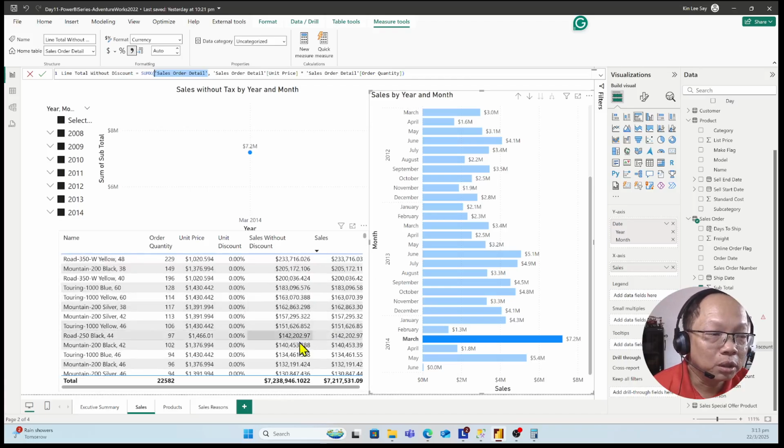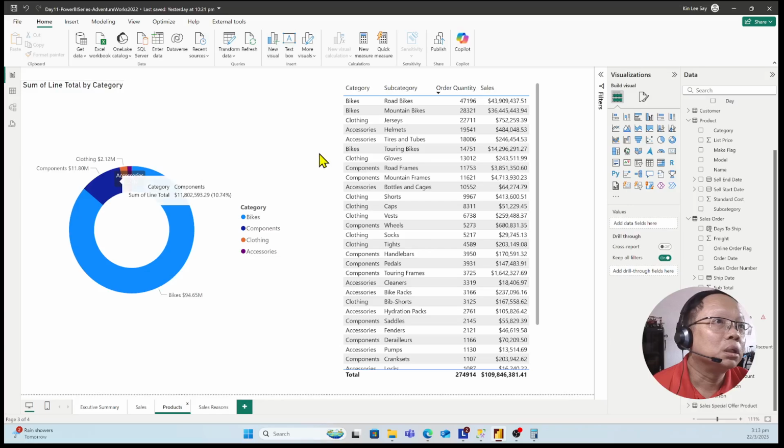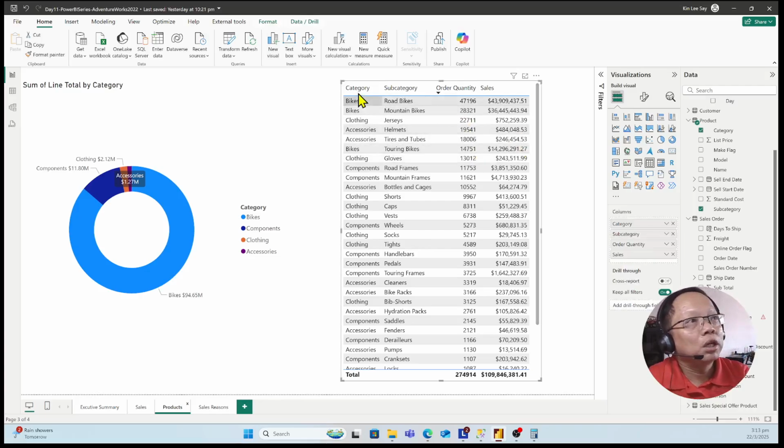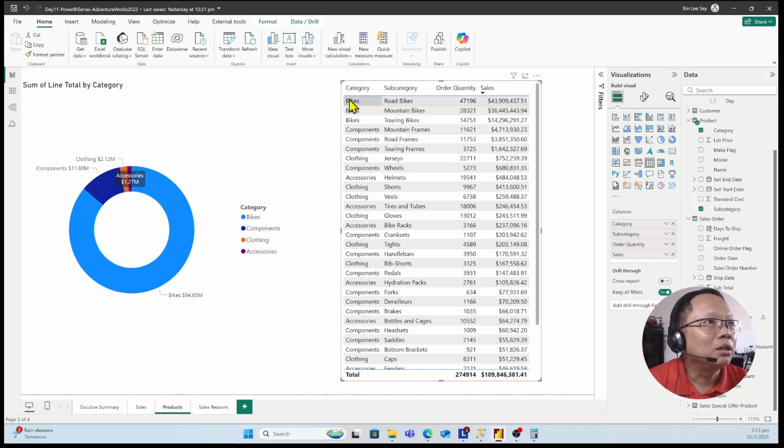I've also been playing around and testing the products. So there's no slicer here. It's just a donut, based on the overall sales with no date and time selection. So category-wise, this is subcategory. Bikes and road bikes make the most sales so far, overall, with 43 million. The next one is bikes and mountain bikes with 36 million.